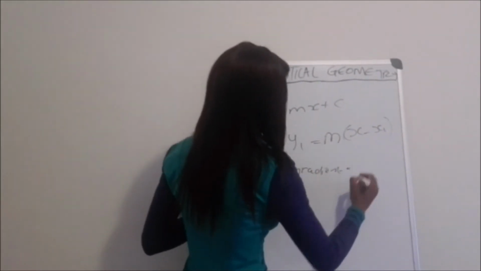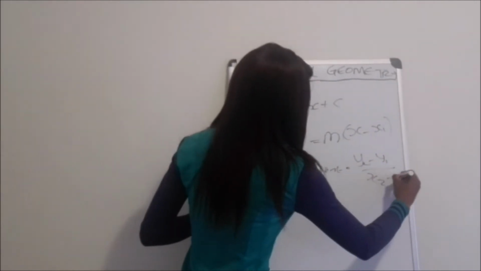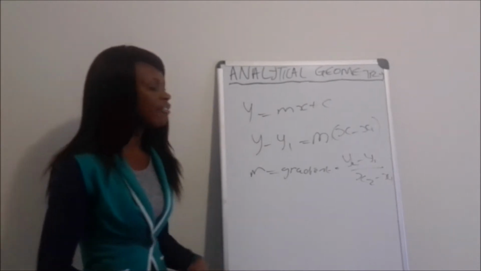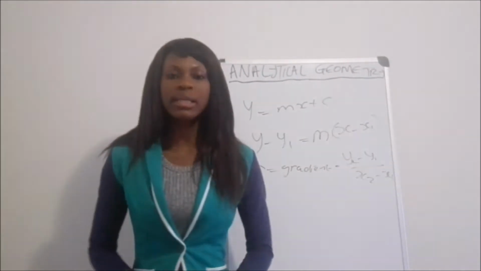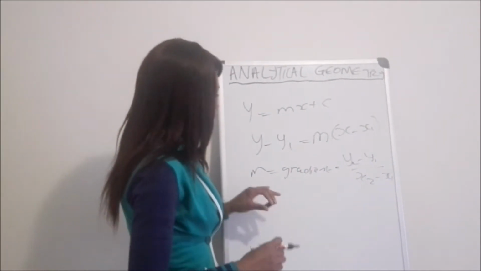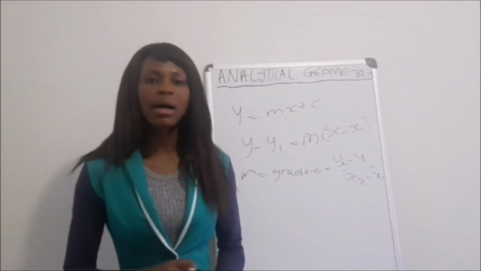The equation of our gradient is (y2 - y1) divided by (x2 - x1). Our c stands for our y-intercept, and our y1 and x1 are the coordinates of another point on the graph.